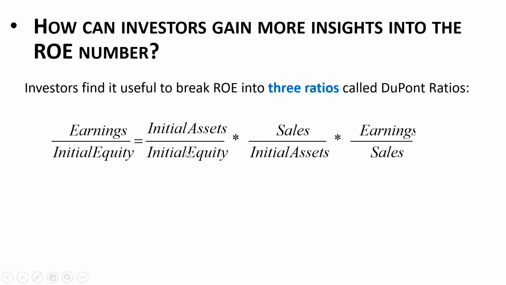Initial equity is here, but then you multiply by initial assets and divide by initial assets. So they cancel. Similarly, multiply by sales, divide by sales. So really they are equivalent. This and this cancel, this and this cancel. So it's really earnings divided by initial equity.